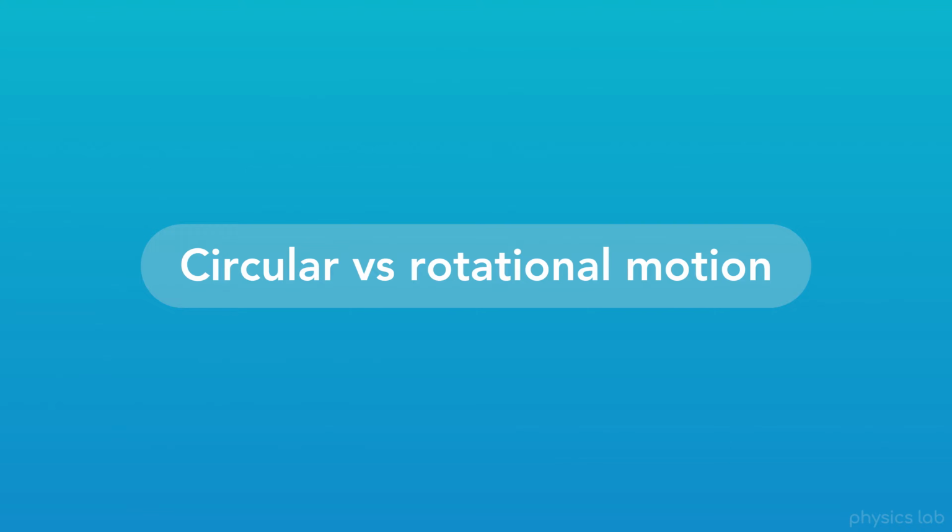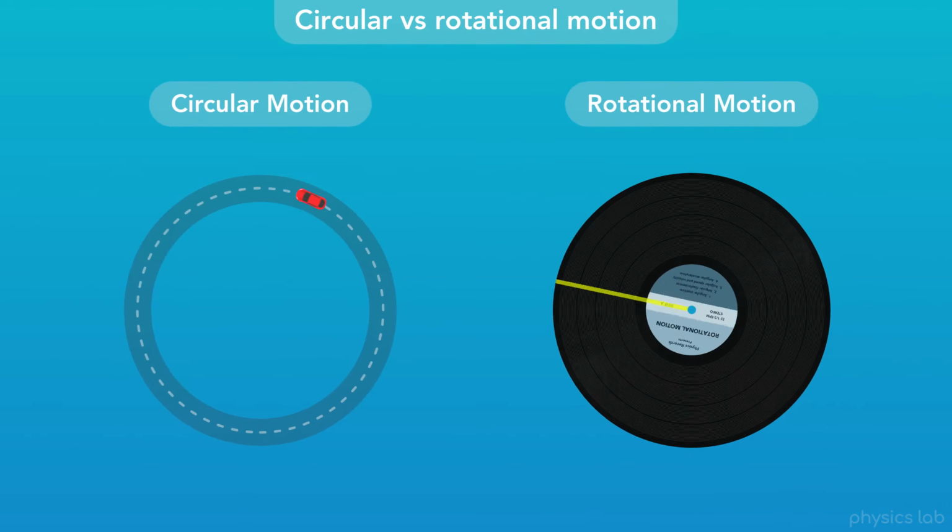Now let's quickly review the difference between circular and rotational motion. We're talking about an object's motion here, not the description of motion. With circular motion, an object follows a circular path centered on a point that is some distance away from the object. With rotational motion, an object is rotating about its own center, a point that lies on the object itself. We could say that the car on the left is translating through two-dimensional space, while the record on the right is not translating, it's only rotating.